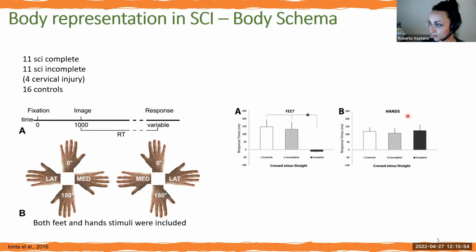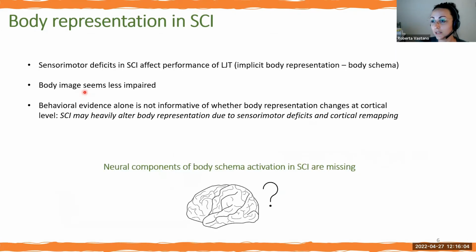They do not find any effect with the hands, but that's because I believe they only had participants with cervical injury. So what we can conclude so far is that sensorimotor deficits in spinal cord injury affect the performance in this laterality judgment task because of a body schema activation. Body image seems to be less impaired. However, behavioral evidence alone is not informative of whether there is a change at the cortical level in the representation of the body following the injury.